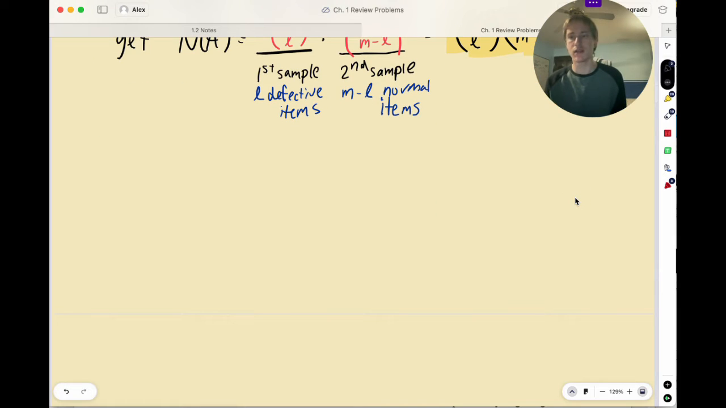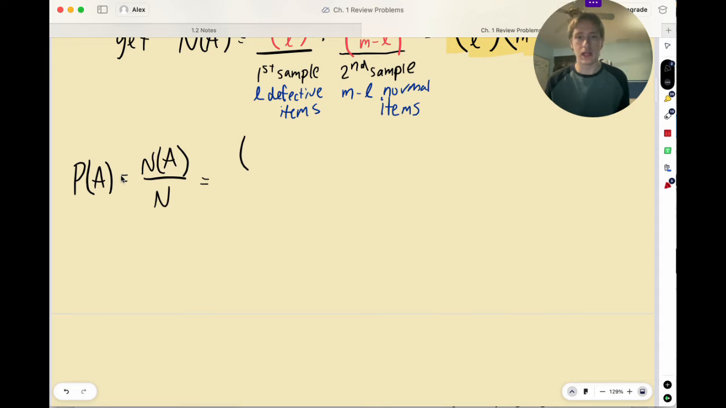So I get that the probability that A occurs is the number of ways A could occur divided by the total number of outcomes, which is this.